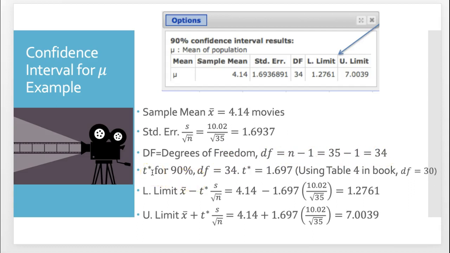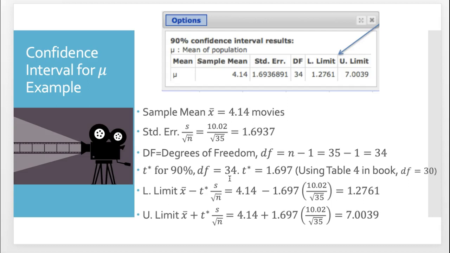And here's where we have an issue using the book, because we want to find t star. We have a 90% confidence level and 34 degrees of freedom. If you have the book open and you're going down, it goes 26, 27, 28, 29, 30, 40 degrees of freedom. So it jumps from 30 all the way to 40. There is no 34. So what do we do? In this case, you always round down. Even if it were 36 or 38 or 39, we always round down because we don't want to be overconfident. We would rather underestimate than overestimate, because we don't want to make a mistake there.